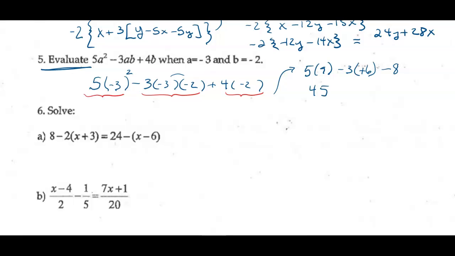That's 45. -3 times +6. And you don't have to put that plus there. I just did it there to emphasize that -3 times -2 is +6. So that's -18 minus 8. So I have 45 minus 18 minus an additional 8. You can just do that right in your calculator. Plug in your 45 first, minus 18, minus 8, and you're going to get 19 as an answer.